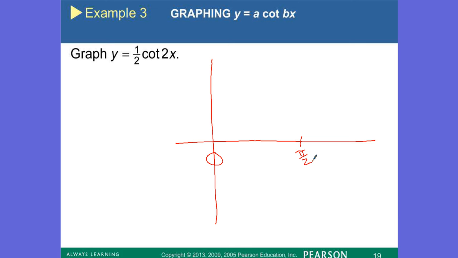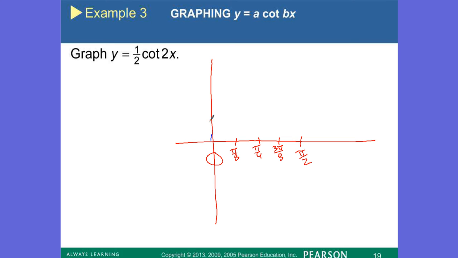Okay, my part's in between. What's my first part? Pi over 8, pi over 4, 3 pi over 8. There's my parts.